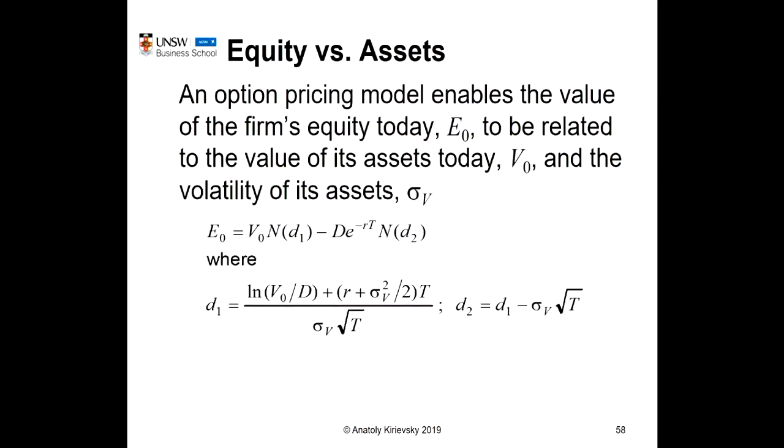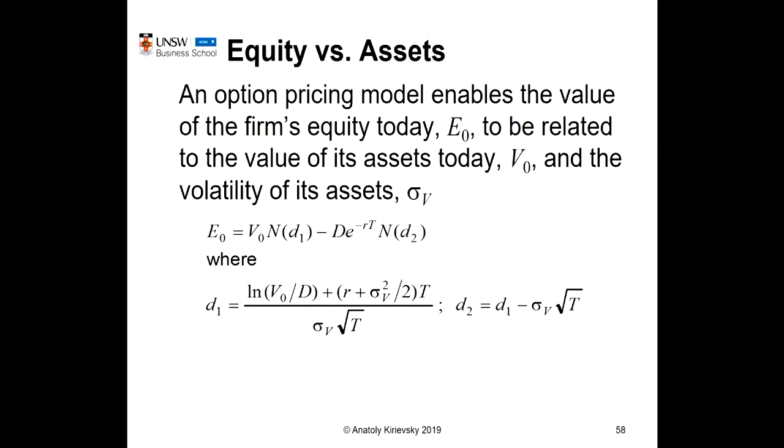Basically, the whole idea of the model is to say, well, we don't know actually the distribution of the assets. We don't know the volatility of the assets. What we do know is the volatility of the share price, of the shares. And the model basically converts the volatility of the shares into the volatility of the assets.